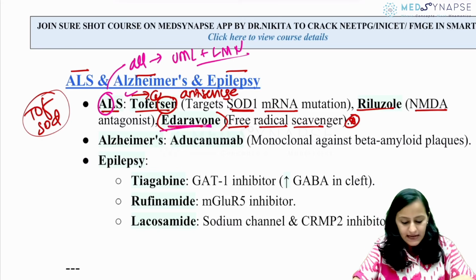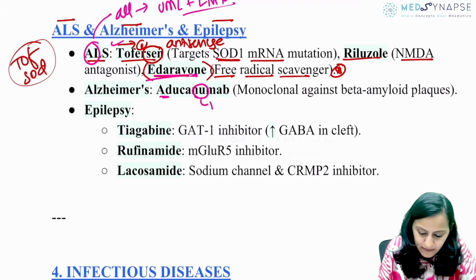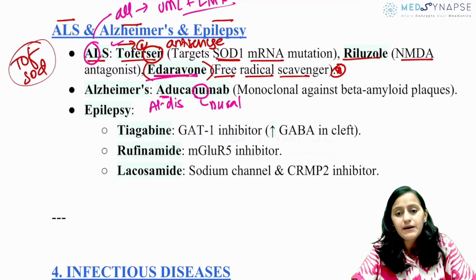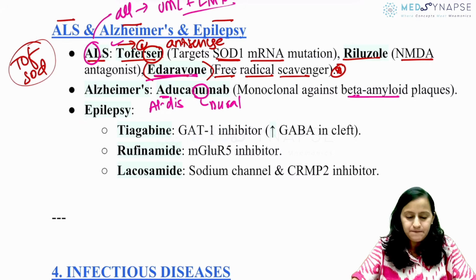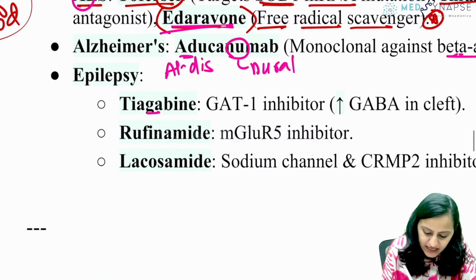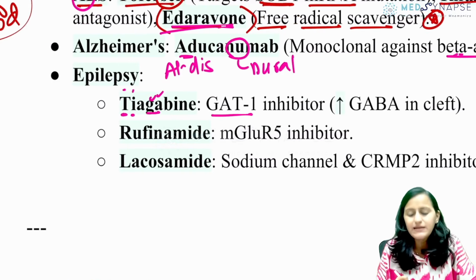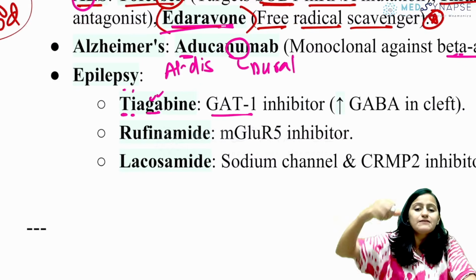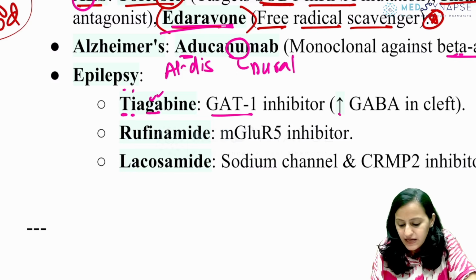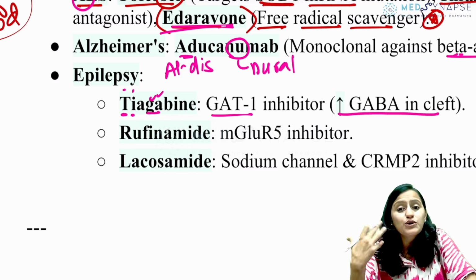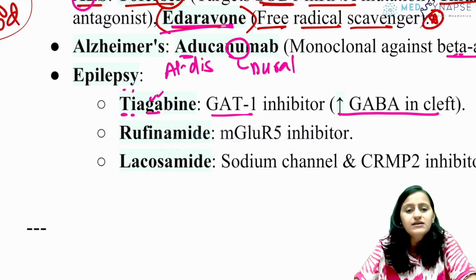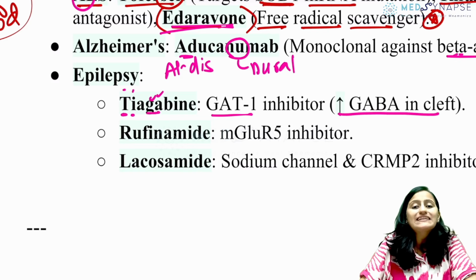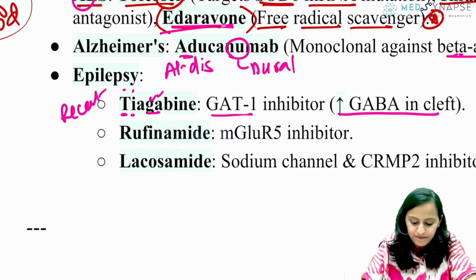TOF is SOD. Alzheimer's disease, aducanumab, remember new for some neural condition. AD is for Alzheimer's disease, aducanumab. Okay, so this is against your beta amyloid plaques. A for amyloid plaques. Epilepsy, tiagabine, remember GAT1 inhibitor. So basically what is taking up the GABA, that is inhibited. So that is why the GABA increases. In epilepsy, you want to increase the GABA because GABA has a depressant action on the brain. So it will calm the brain. So tiagabine is your GAT1 inhibitor. Again, a recently asked question.